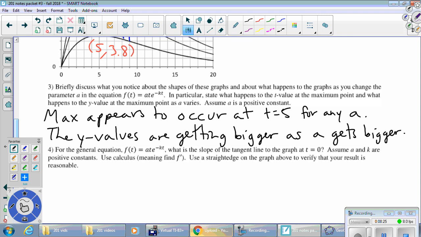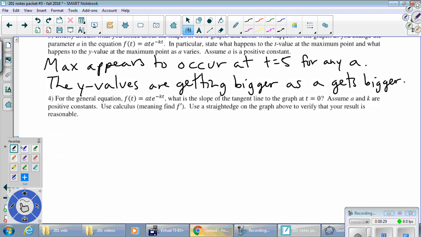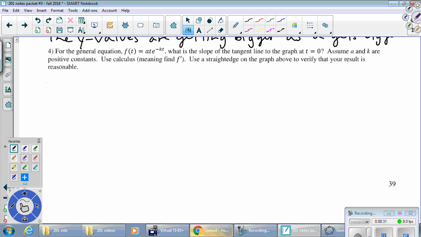Okay, and then number 4, looking for the slope of a tangent line using calculus. So that means finding a derivative. So let's do that. F prime of t equals, okay, I see at, so what I'm thinking of as the first part of this function, and then e to the negative kt is the second part. Remember, t is the variable, a and k are constants. So what rule do we need to use to find a derivative? Well, we're going to use the product rule. First, in the red parentheses, at times the derivative of the second.